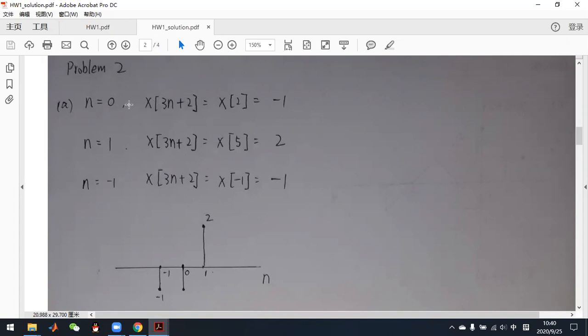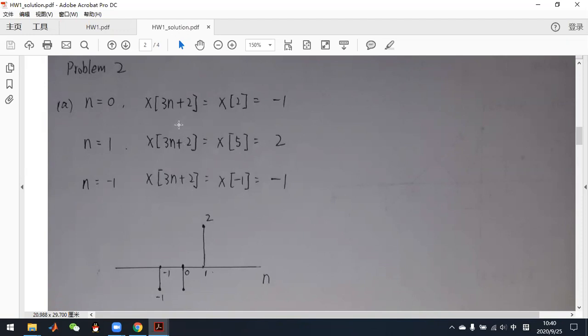Shift the x of n to the left by 2 units, obtain the x of n plus 2, and then they compress the x of n plus 2 by 1/3. And then they obtain the x of 3n plus 2. If you want to solve the problem in this way, you must pay attention that after the compression, some of the time indices are lost.